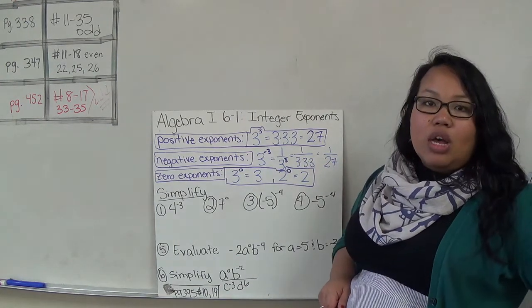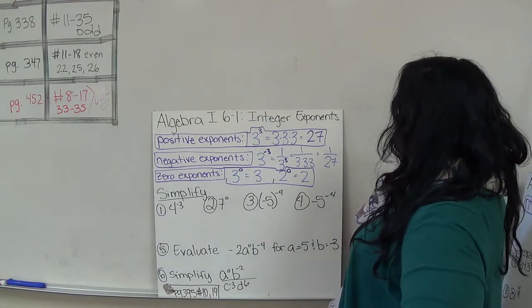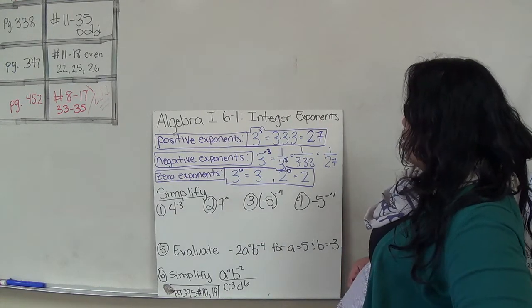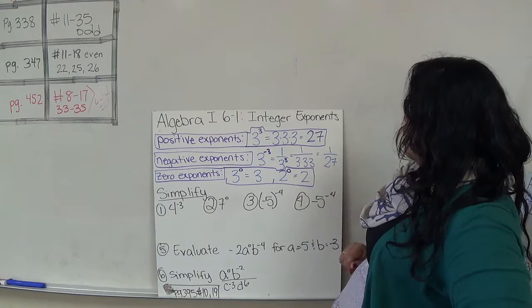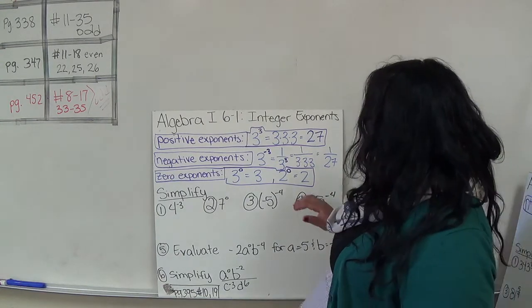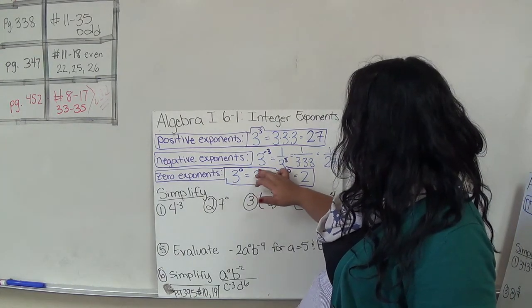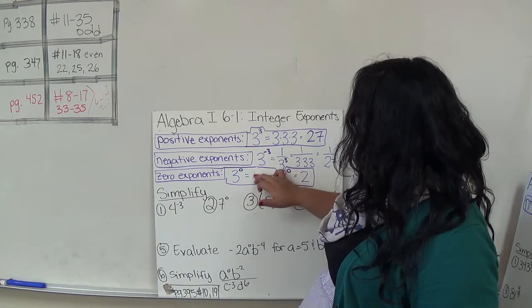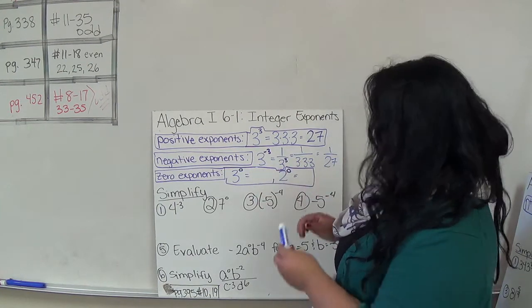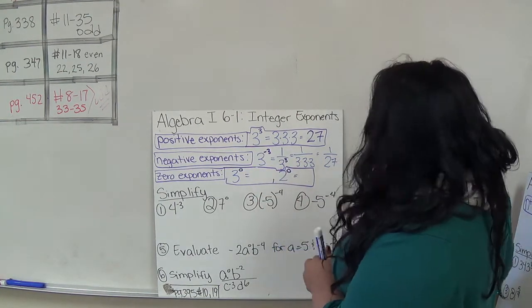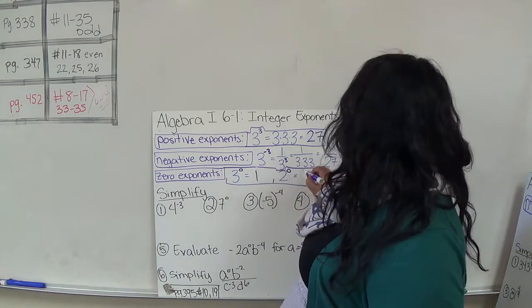Zero exponent is very simple. 3 to the power of 0 is just 1. Sorry, anything to the power of 0 is just 1.